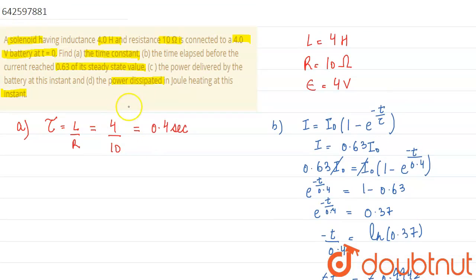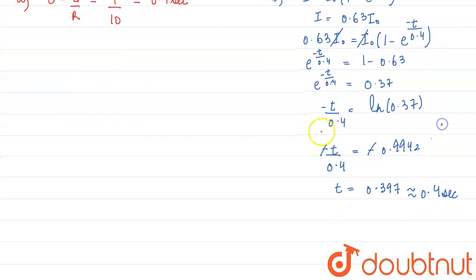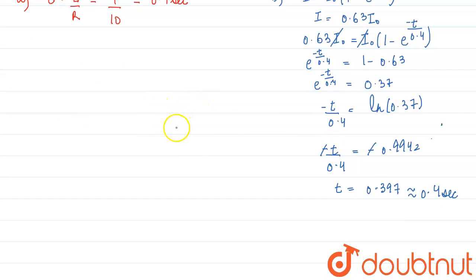Now let's take the third part: the power delivered by the battery at this instant. So we need to calculate power now. For power we need voltage and current, because P is equal to V into I. V is given, that is 4 volts, and now we need to calculate I. So for the third part, I is equal to, again using the same equation, I naught times 1 minus e to the power minus t by tau. We need to calculate I this time. What is the steady state current? It is the EMF of the battery divided by resistance, because that is the steady state value of the current.